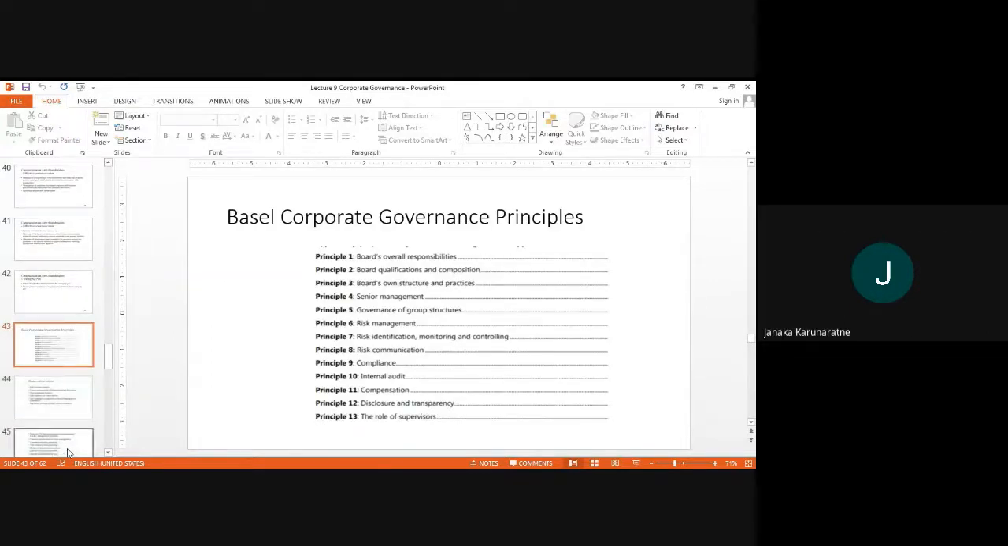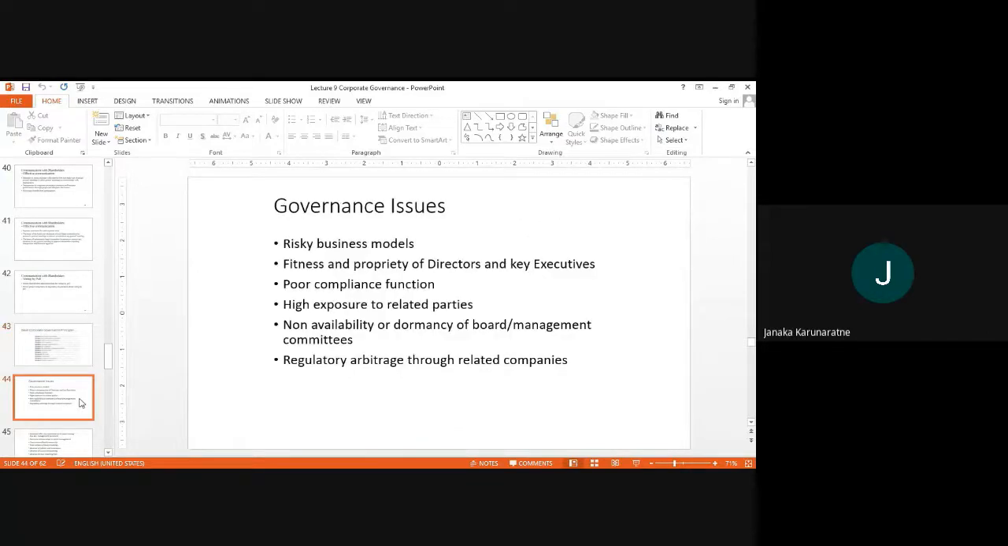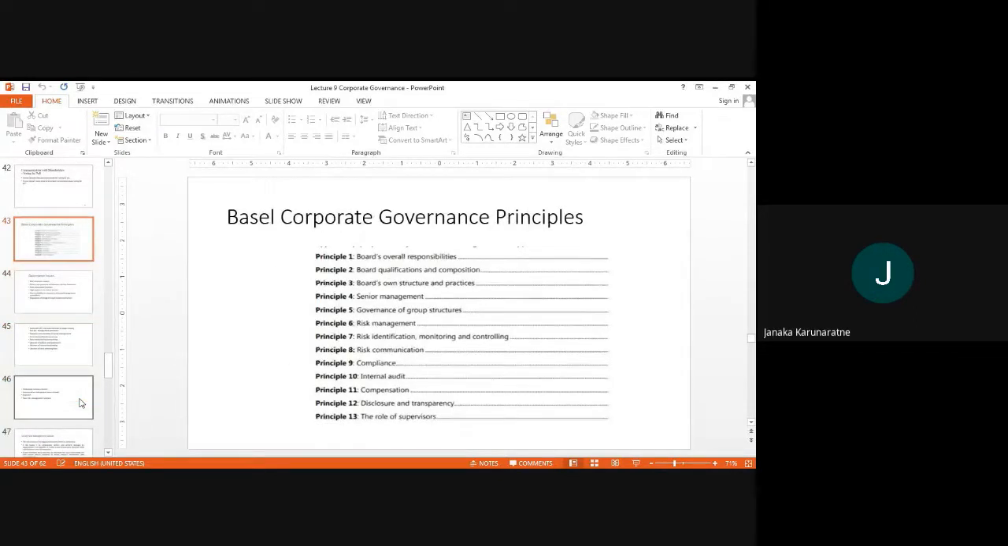Okay, so let's look at some governance principles set by Basel, specifically with respect to banks. So what are those principles? I think there are about 13 principles. So let's see what they are. The board's overall responsibilities. Principle 1 is about the board's overall responsibilities. There are no details here, and what are the overall responsibilities of the board? I think we have already discussed in detail. So this is something Basel has also emphasized for banks.